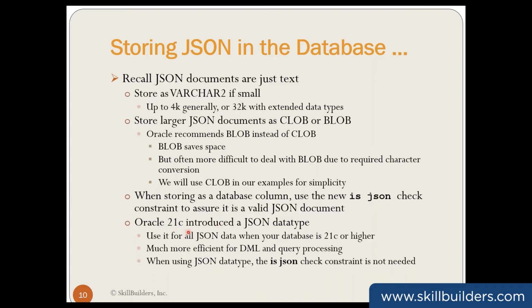Now remember, when you get to 21c, there's a JSON data type. Since you have a JSON data type in 21, you're not going to have this check constraint. Instead, you just say, here's the column, and its data type is JSON. And then that covers it and does everything for you. And the JSON data type in 21 also improves efficiency for DML and query processing, so you're going to use that. But until you go to 21, you're going to need the IS JSON check constraint.